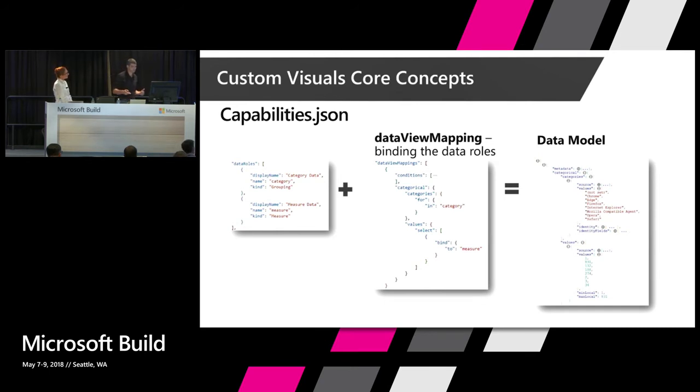Eventually, the output of this, in real time when the user is using the visual, is the data model. And you can see here that the data model that came to the visual has the actual categories from the data and the measures that came with it. And then you can easily combine the two and get both the category and the values.